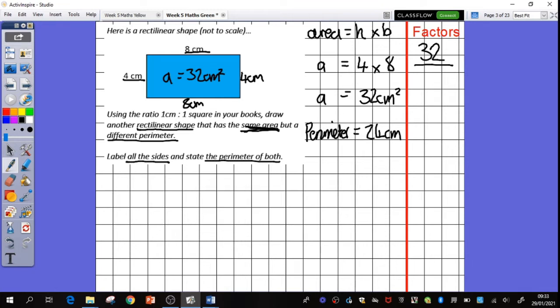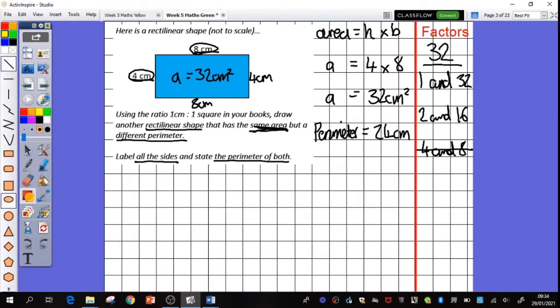Let's do this systematically. Let's start with 1. So 1 and 32, 1 times 32. Now let's go to 2 and 16. 3 doesn't work because 10 times 3 is 30. So that wouldn't work. 4 works. 4 and 8. 5, it's not in the 5 times table, it's not in the 6, it's not in the 7 times table, it's in the 8 times table, but it repeats. Now what I need to notice here is I can't use 4 times 8 because my question is 4 times 8. So I'm going to have to use one of the other two.